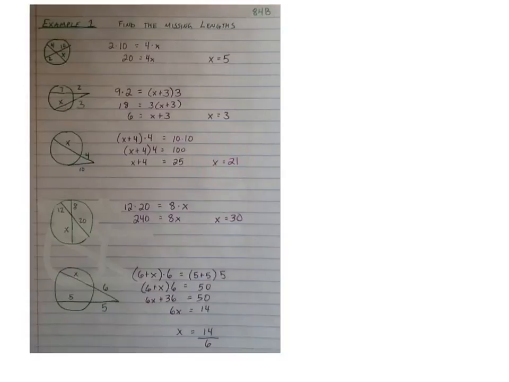Next one is like our first example where we have two chords. 12 times 20 is equal to 8 times x, and x is 30. And then the final example is like our second one where we have two secants. The whole length 6 plus x times 6 is equal to the whole length times 5. And we find in this case our answer is not a clean number, but is rather a fraction. If we were to reduce the fraction, we'd get 7/3.